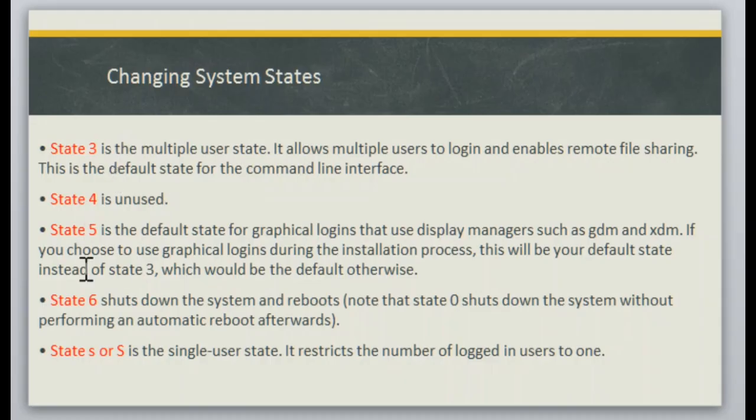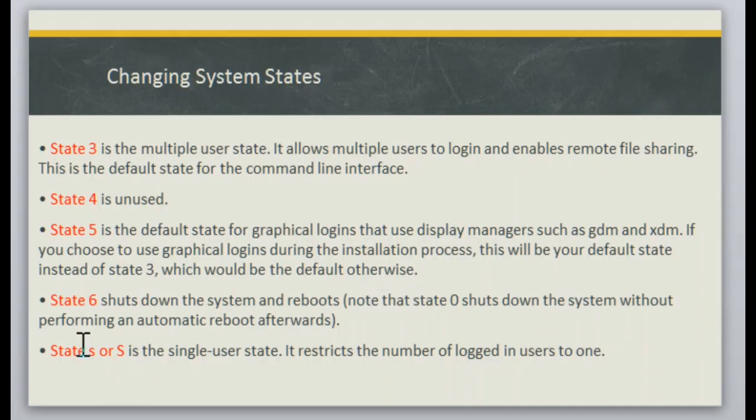State 4 is unused. State 5 is the default state for graphical logins that use display managers such as GDM and XDM. If you choose to use graphical logins during the installation process, this will be your default state instead of 3, which would be the default otherwise. State 6 shuts down the system and reboots it. So note that when we did state 0, it only shuts it down. It's not going to reboot it.